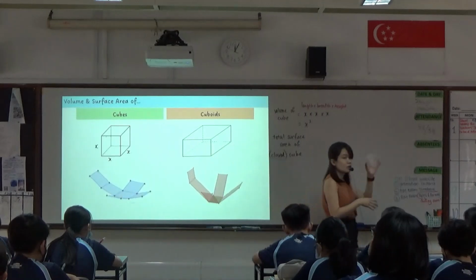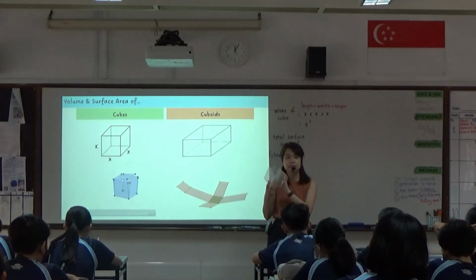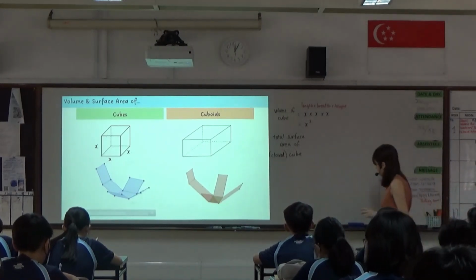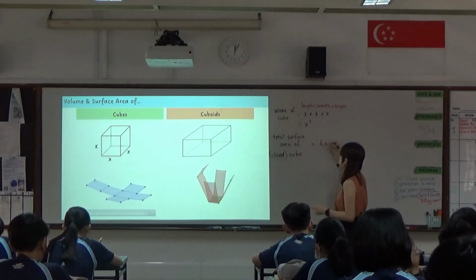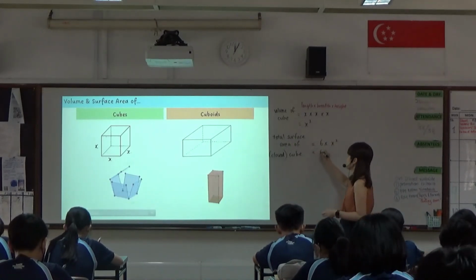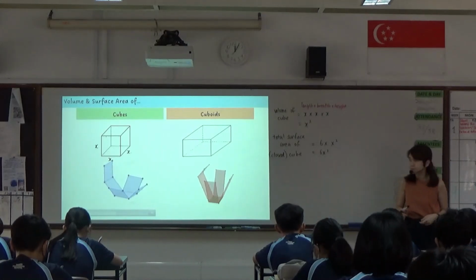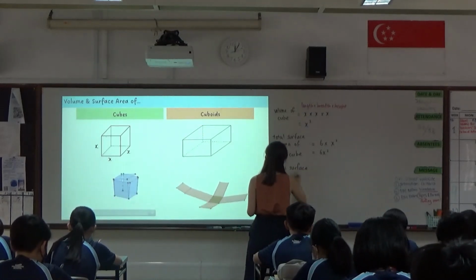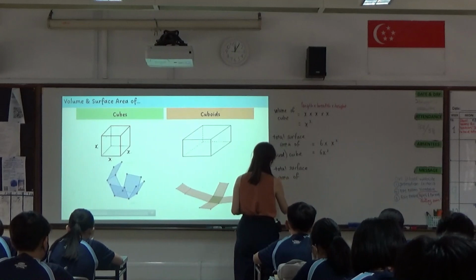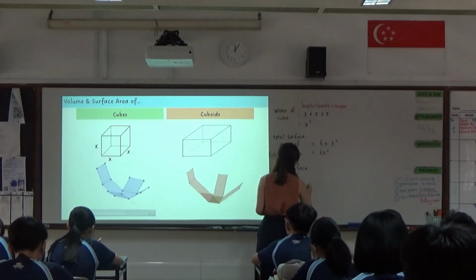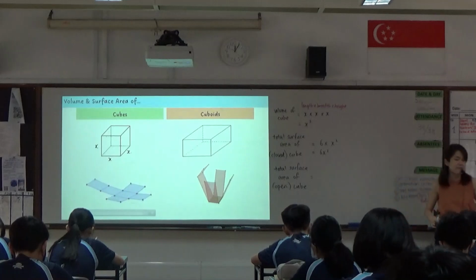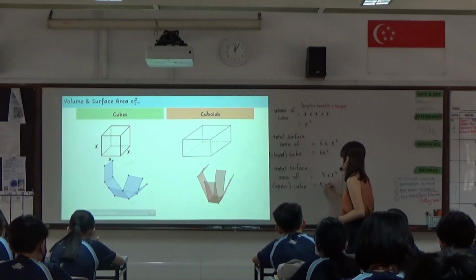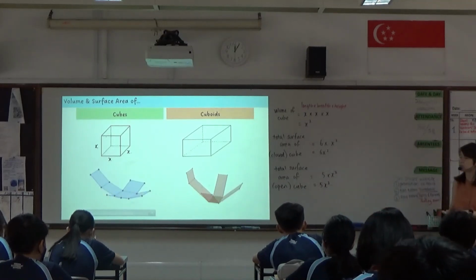Right? So in a very standard closed cube, we have how many surfaces? 6 surfaces, and they are all squares, and therefore the surface area of a closed cube will actually be 6 times x squared, or in other words 6x squared. While for an open cube, that means that there are only 5 surfaces, and therefore 5 times x squared, which we will write as 5x squared.